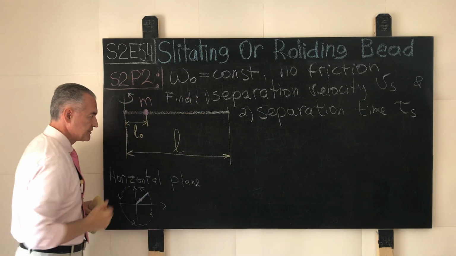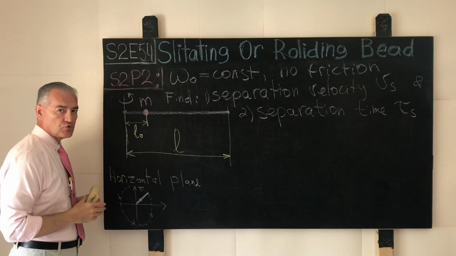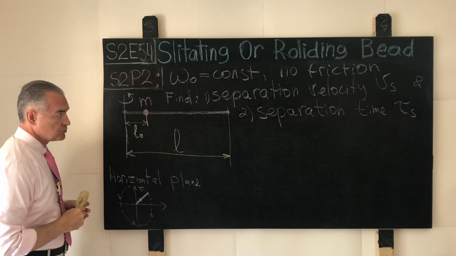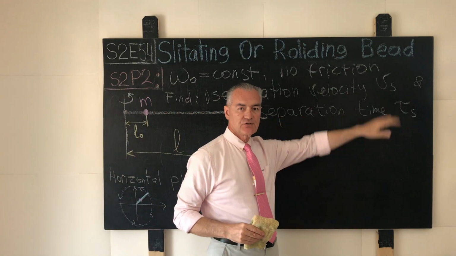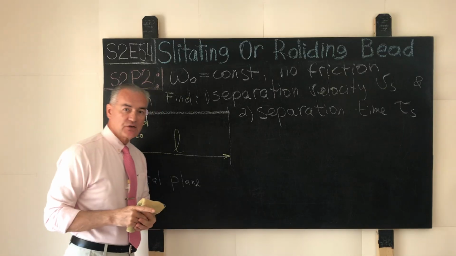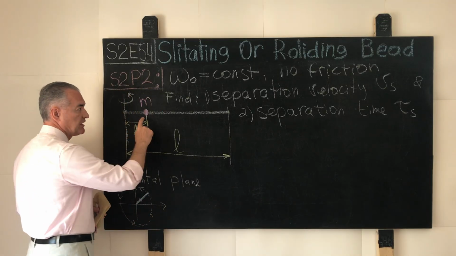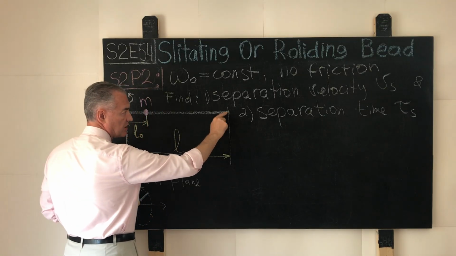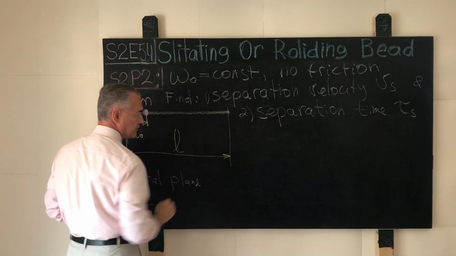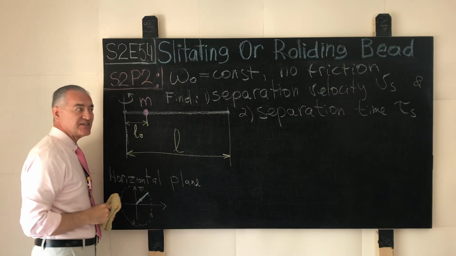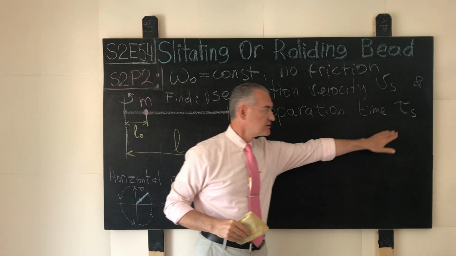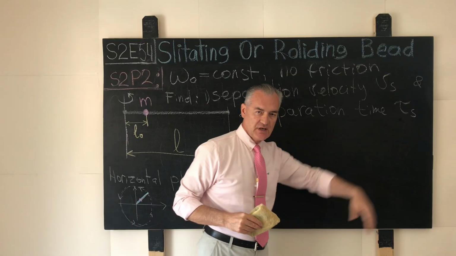And in this setup, we are asked two questions. First, we're asked to recover the separation velocity Vs of the bead with respect to the rod when this bead reaches the end of the rod and jumps off that rod. Number two, we're asked to recover the separation time, let's say tau s or ts.